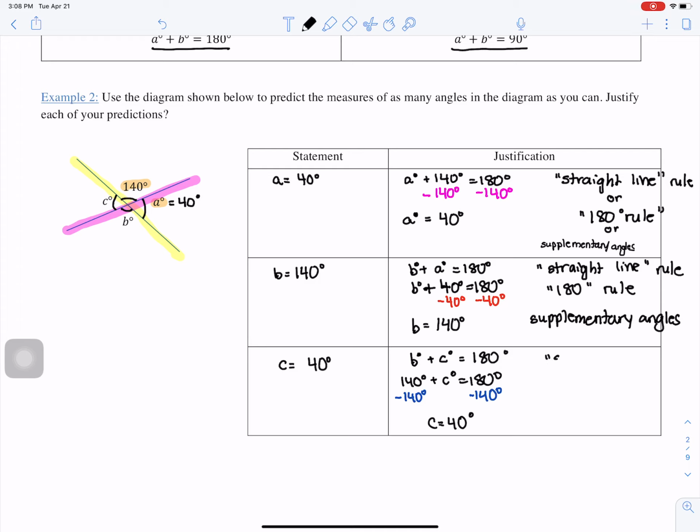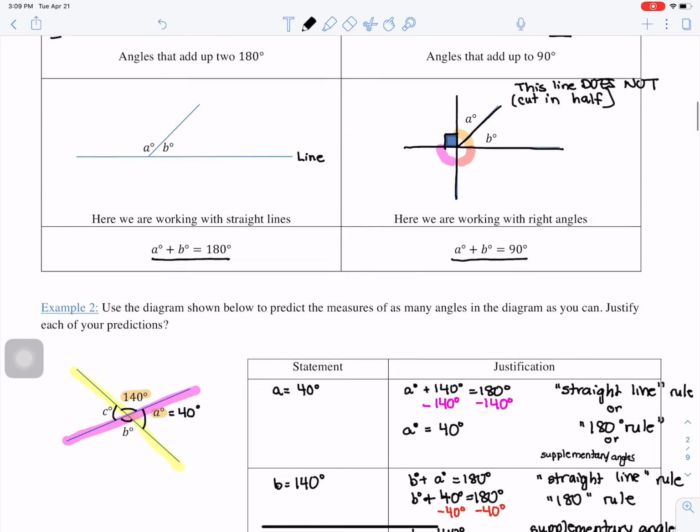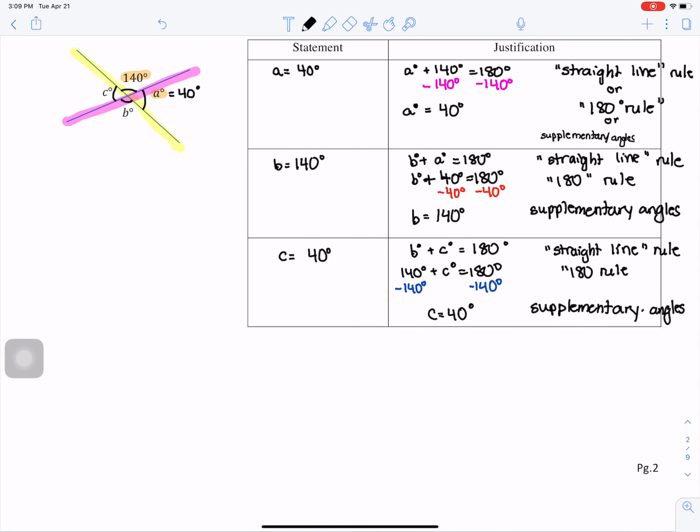And again, we can justify that with the straight line rule, the 180 rule, or we can use the proper name: B and C are called supplementary angles because they add up to 180 degrees. Okay, and that's sort of the end of our first kind of justification.